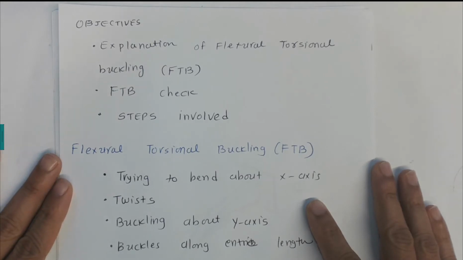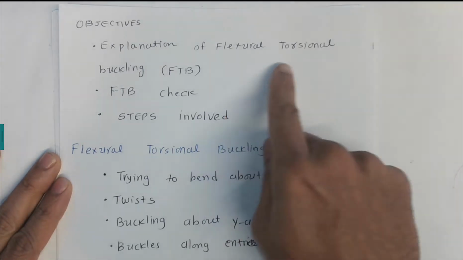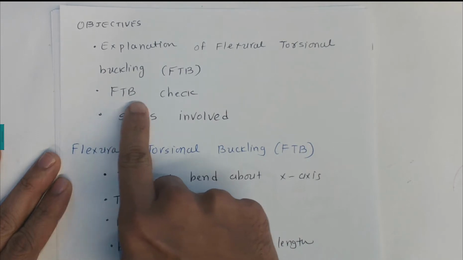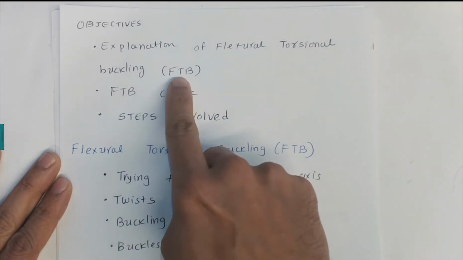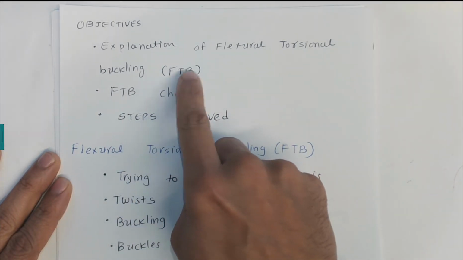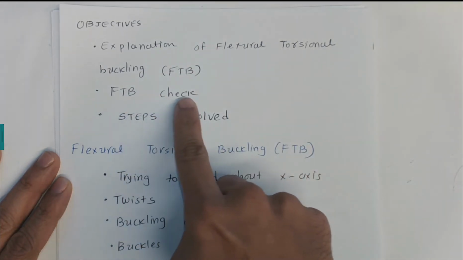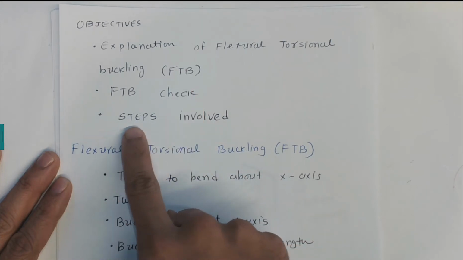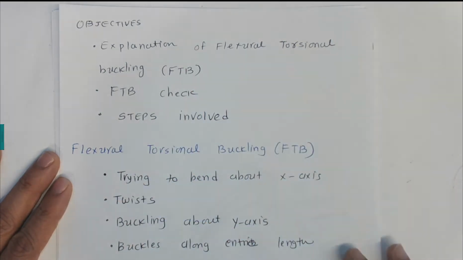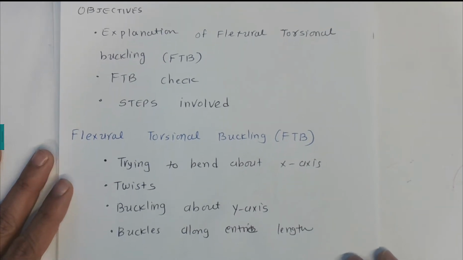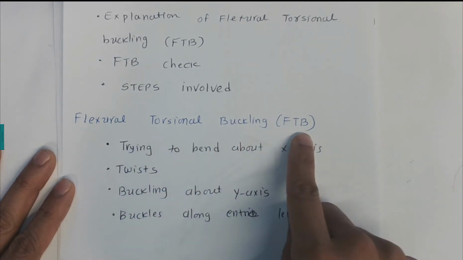The objective of this video is to explain flexure torsional buckling, the flexure torsional buckling check. Now onwards we are using FTB. It means flexure torsional buckling. Second step, we are going to check FTB, and the steps involved in solving the FTB problems. Now, what is flexure torsional buckling?